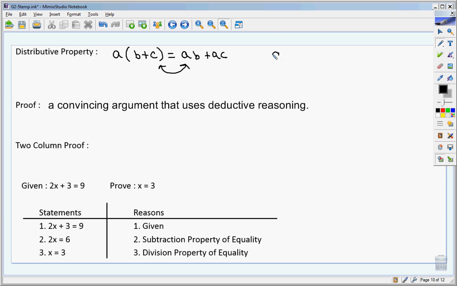It also works when they're dealing with subtraction. This would be AB minus AC.